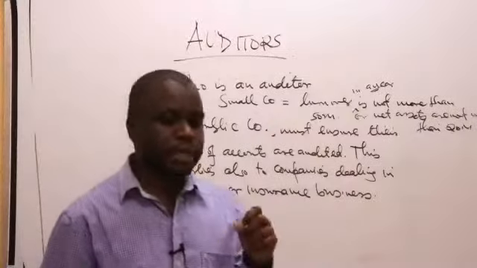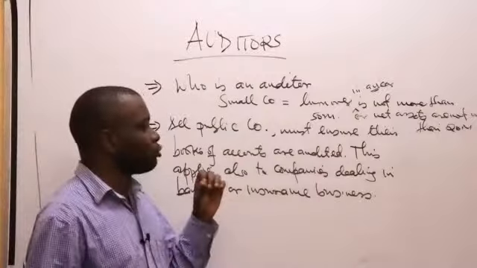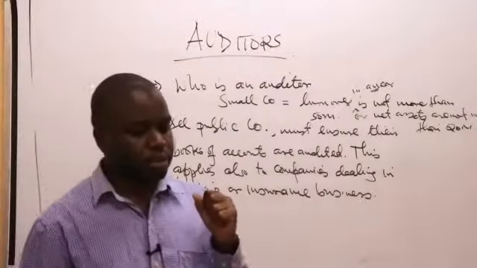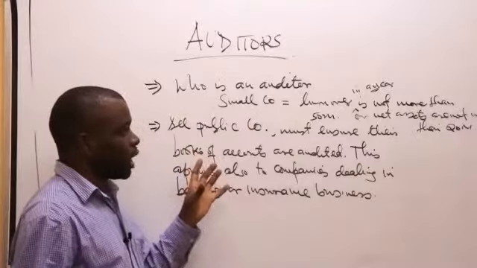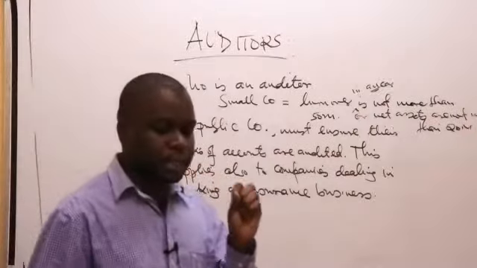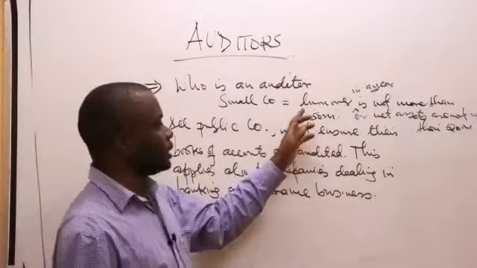If a company is a small company, it's not mandatory for it to ensure that its books of accounts have been audited. So for a small company, as I've told you how they categorize it under the Companies Act, for example, if the annual turnover is not more than 50 million.